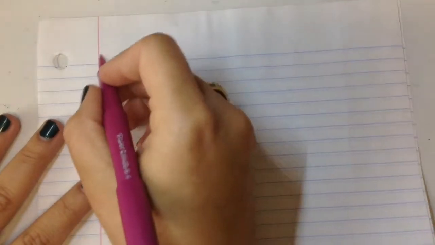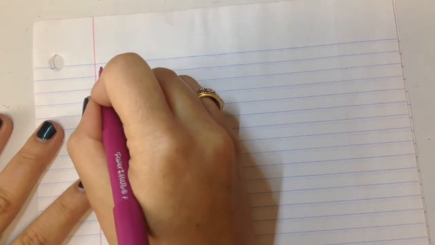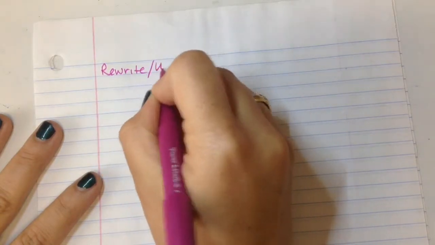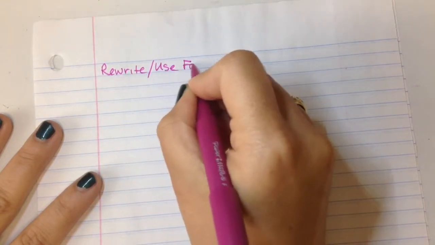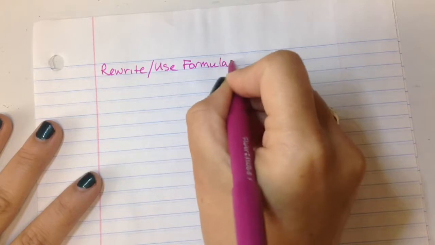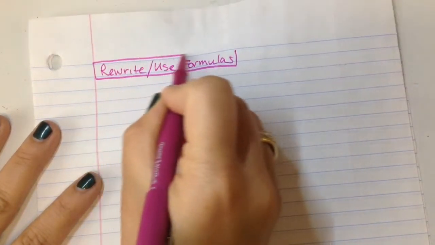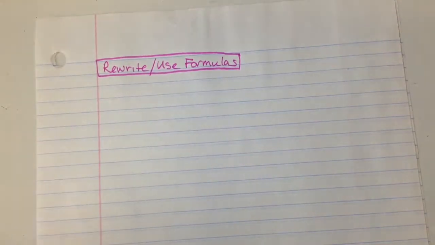The main reason that we want to work on this skill is for problems in science mostly, but also for problems when we want to rewrite or use formulas. Because the majority of the time, you're going to be given information and you're going to have to solve for the correct variables so that you can just plug and chug.